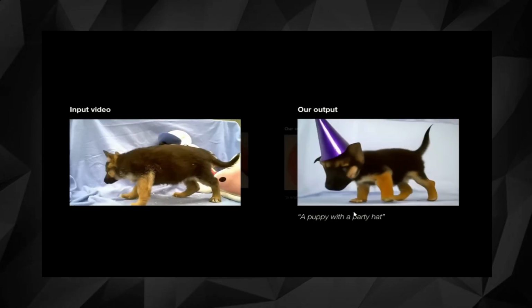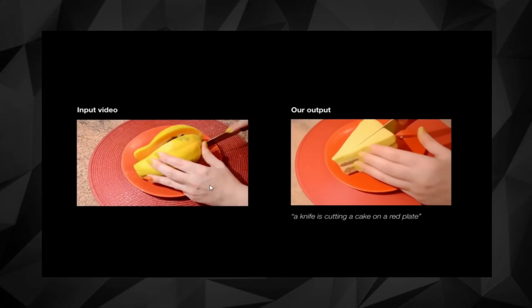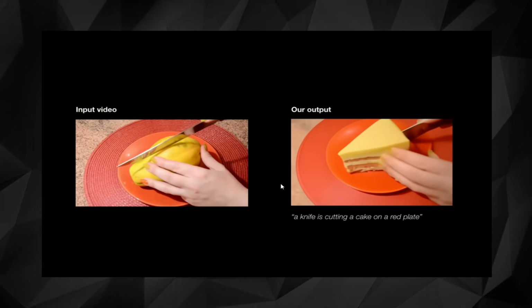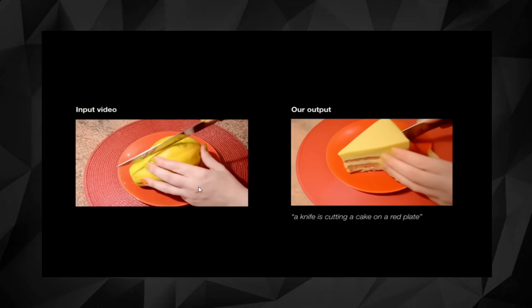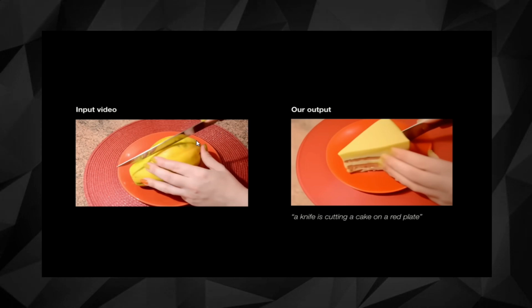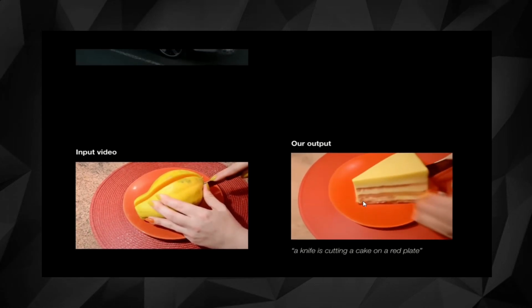In the next example, we feed Dreamix with a clip of a human hand cutting papaya. But here's the twist. Instead of asking for something related to our input like we've done with previous demonstrations, we asked the AI editor for something different using this prompt. A knife is cutting a cake on a red plate.